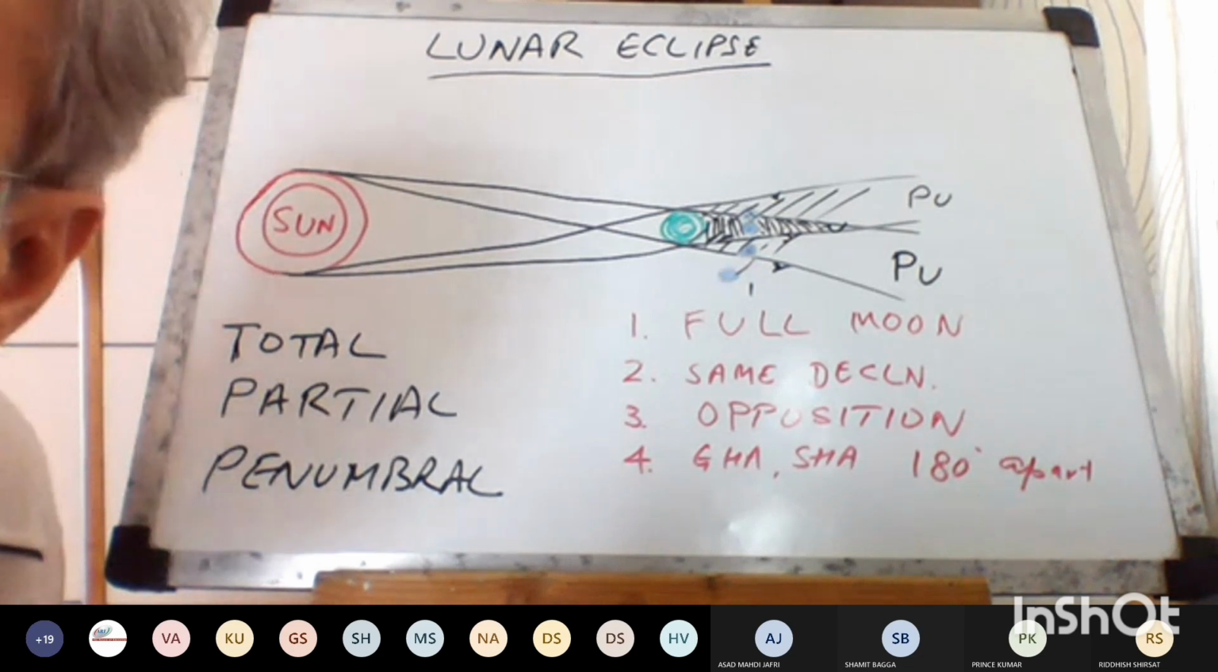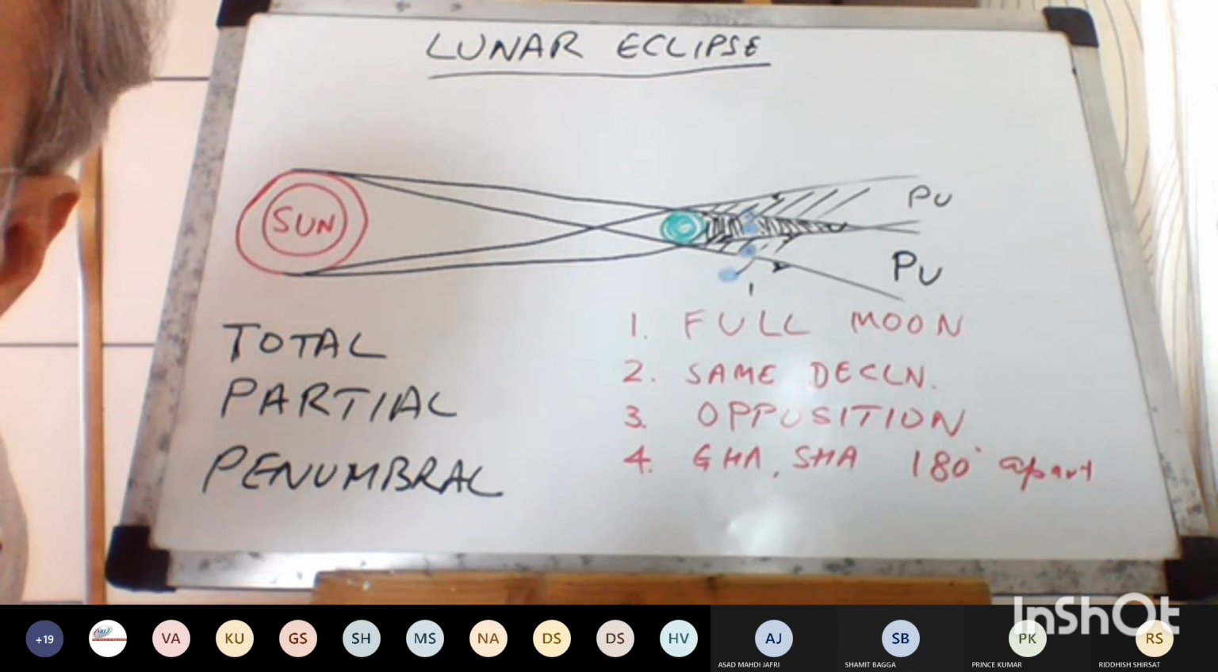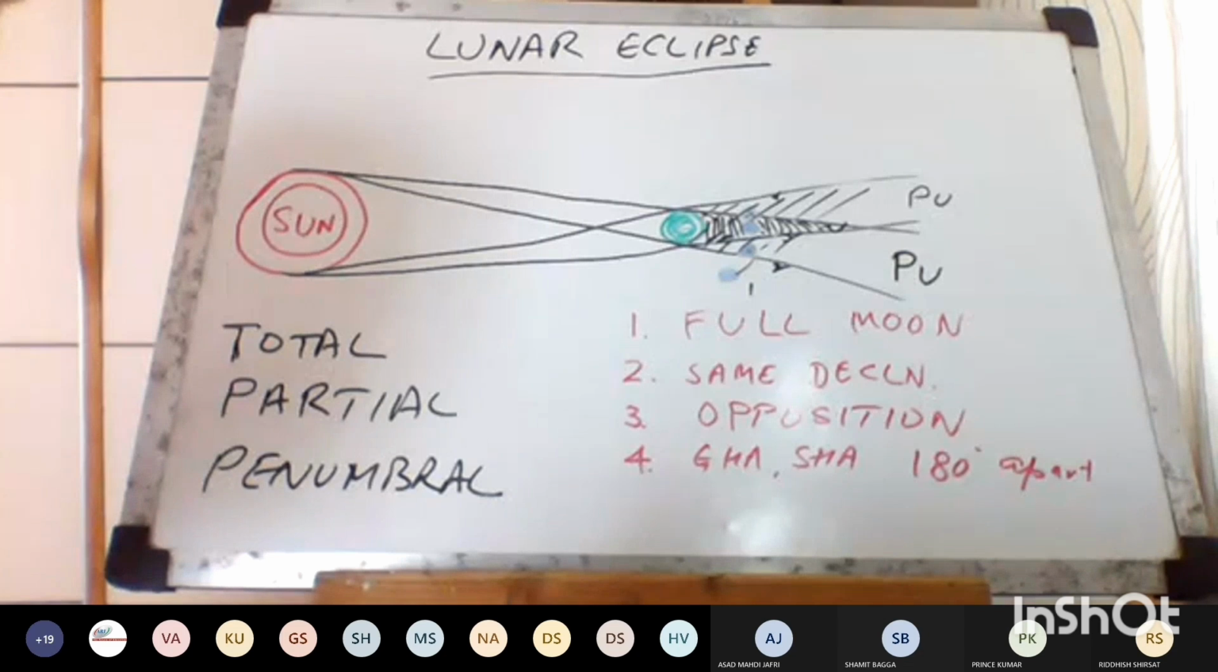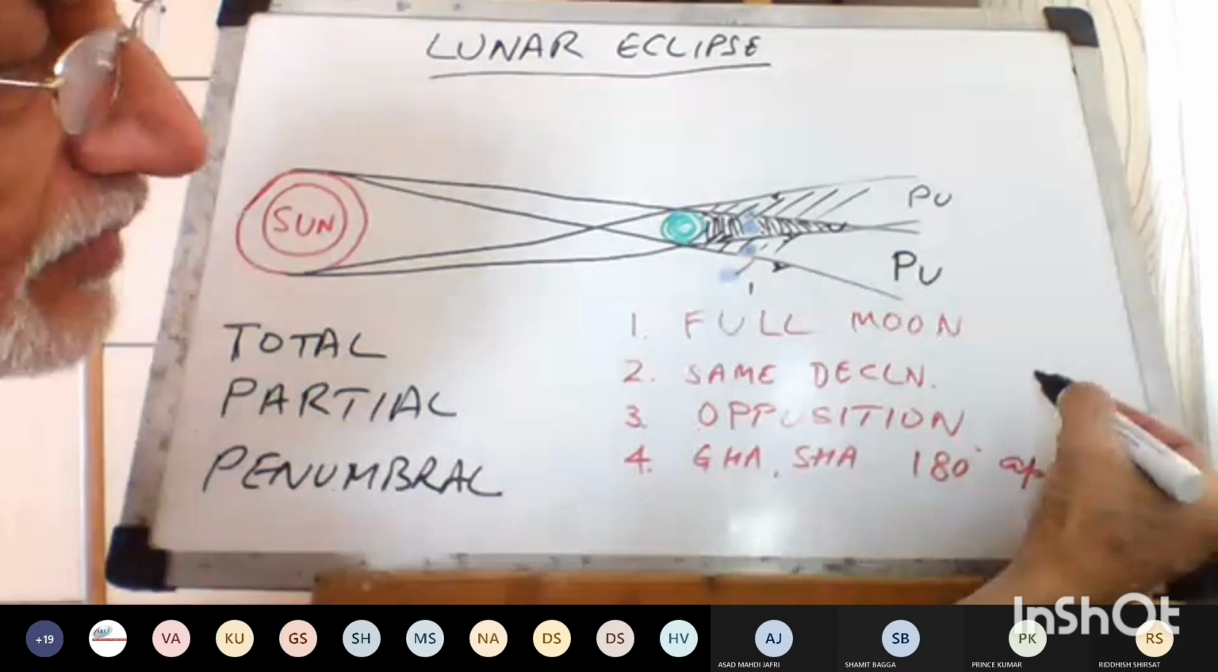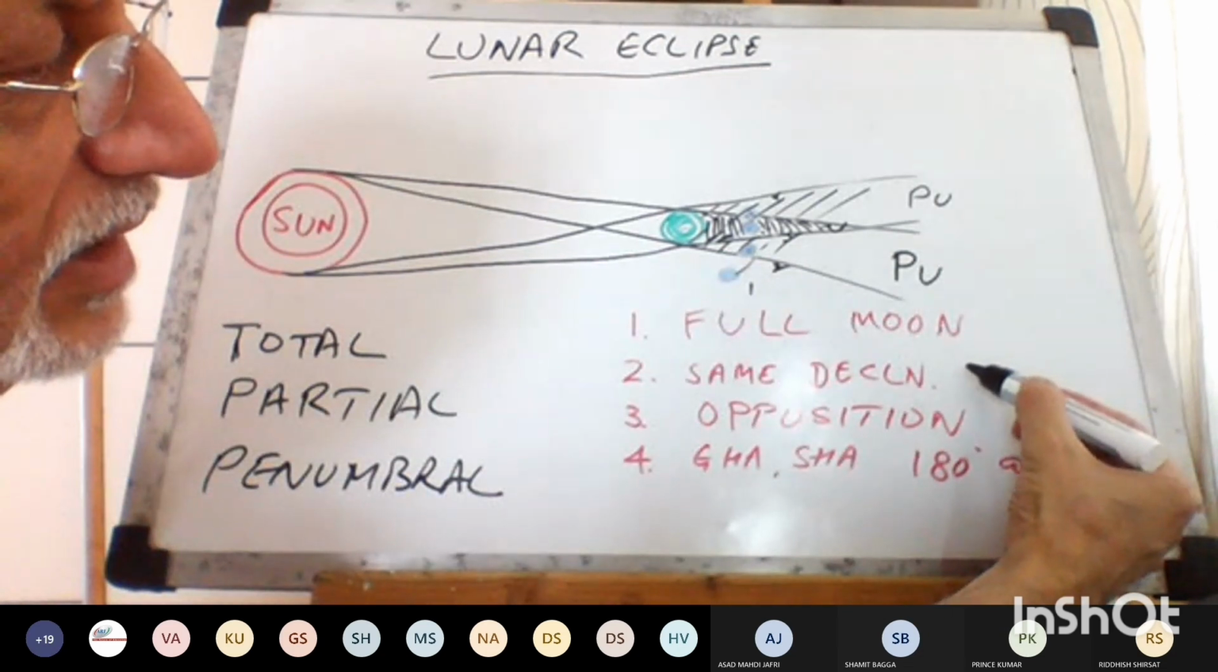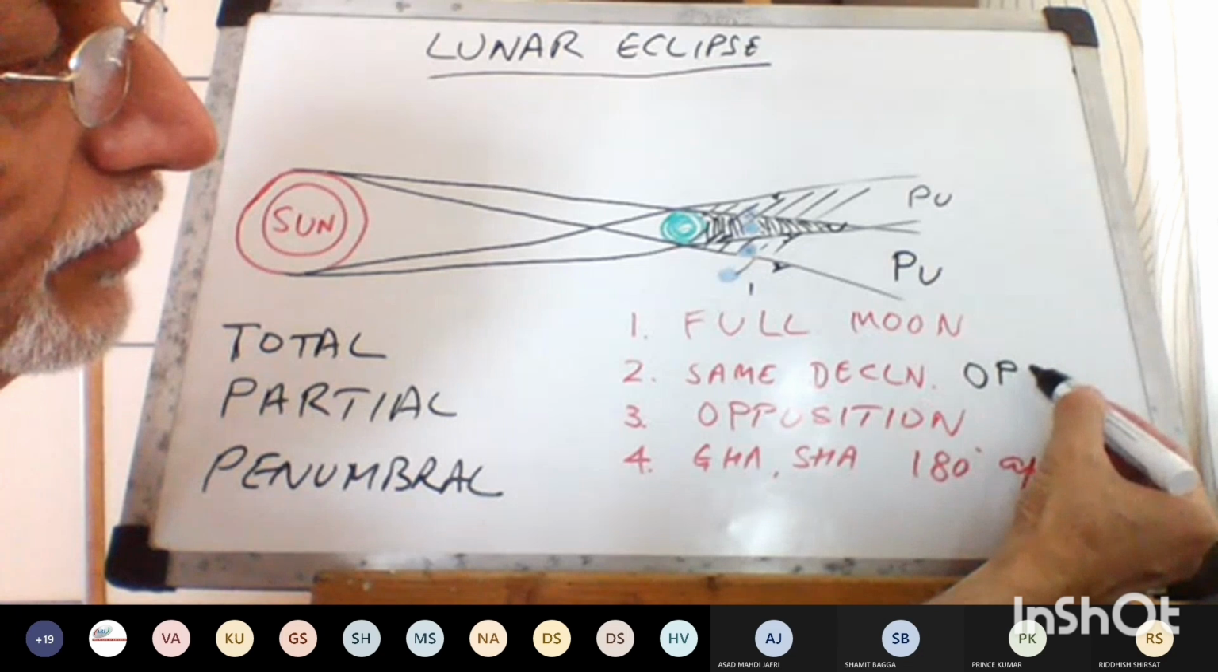It has to be a full moon. But why don't we have an eclipse on every full moon? It should come 12 times a year, but it does not happen because the condition of the declination has to be fulfilled. So we said that declination has to be same, if it is 2°, 2°, 5°, 5°. But gentlemen, here there is a slight difference. In the solar eclipse, it was same declination, same name. In this case, it is same declination, opposite name.